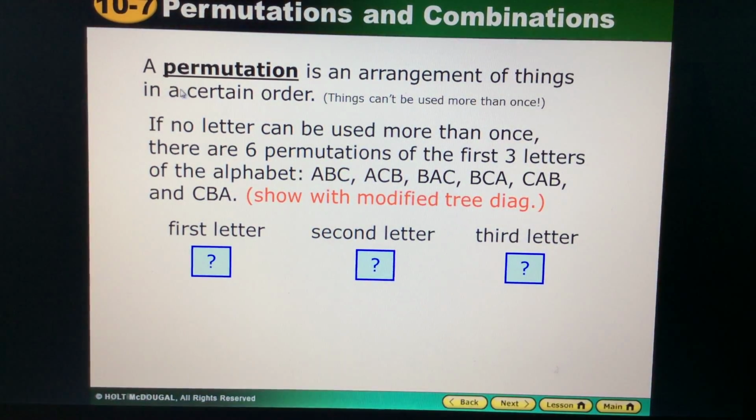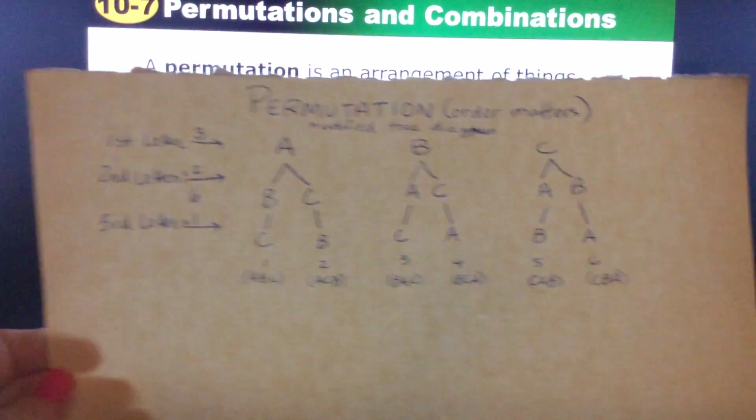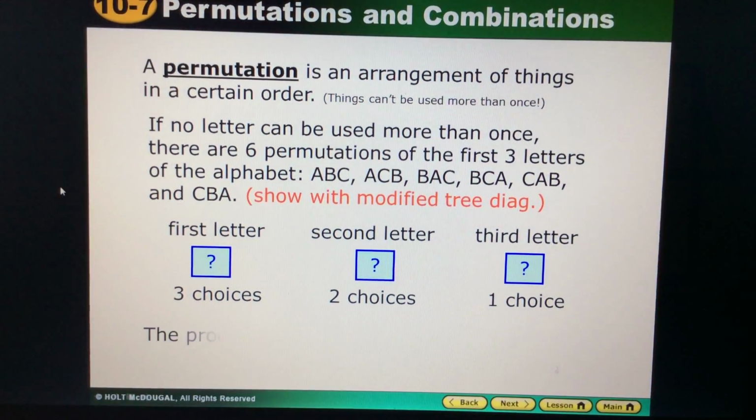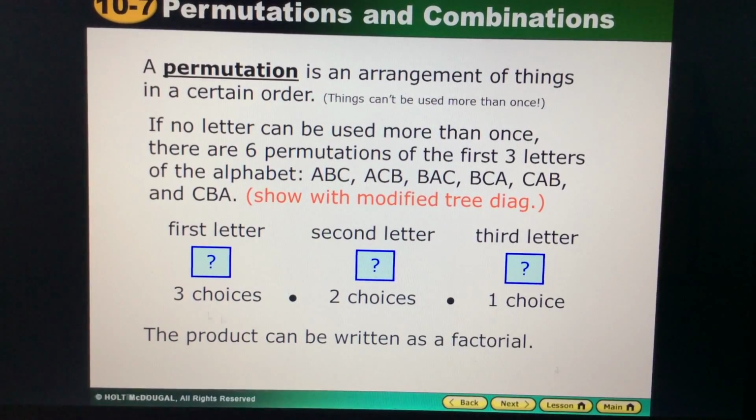All right, so when we look at it as a permutation, if you're going to do 3 things and none of the letters can be used more than once, order is important, then for the first letter, there's 3 choices. Then the second letter, there's only 2 choices left. The third one, there's only 1 choice left, just like I did on this tree diagram. So if you multiply those together, 3 times 2 times 1, you get 6. But that is a factorial there. That could be written as 3 factorial because 3 times 2 times 1.